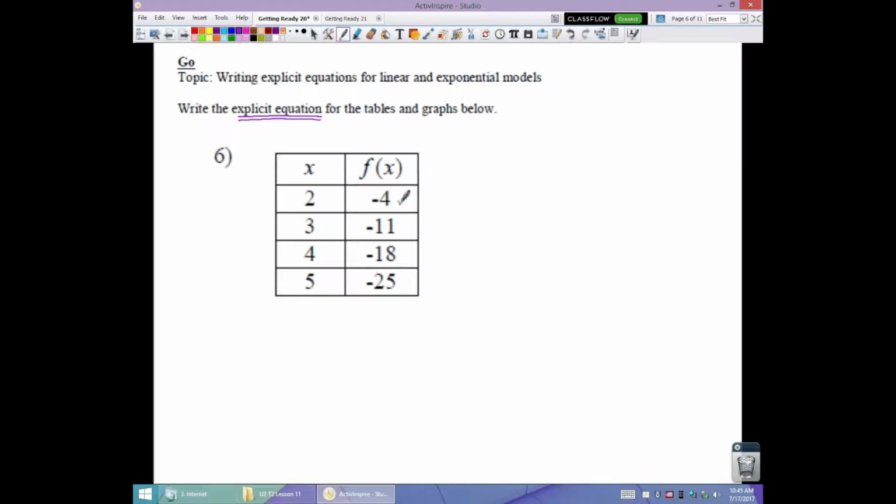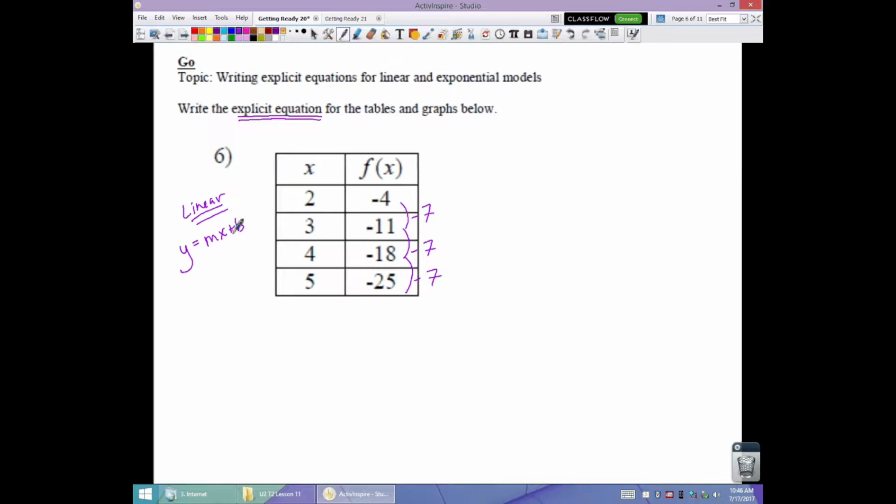Okay, so what do I see happening in this table? From -4 down to -11, down to -18, that is subtracting 7. So this is definitely a linear model. It has a constant rate of change, meaning my equation is going to be y equals mx plus b.